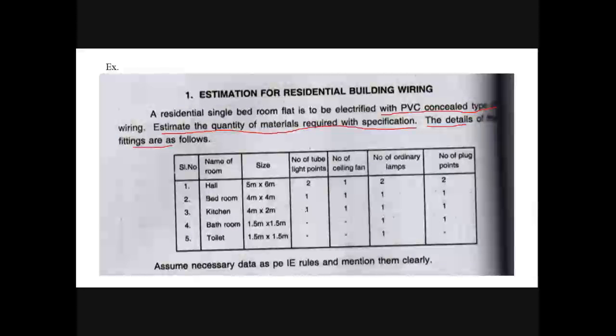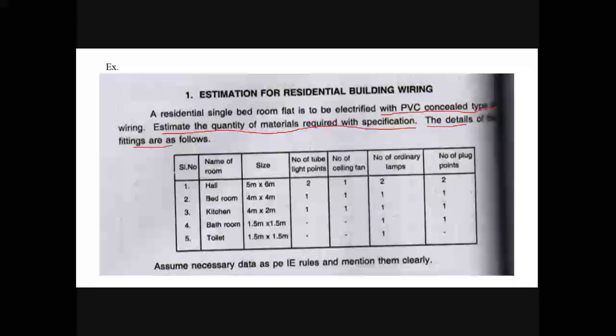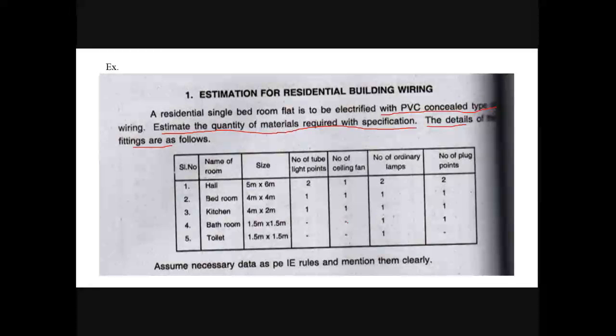For the kitchen, again, number of tube light is 1, number of ceiling fan is 1, number of ordinary lamp is 1, and number of plug is 1. For the bathroom, we don't need the tube light, we don't need the ceiling fan, we need the ordinary lamp, and we need the plug point. And for the toilet, we don't need the tube light, we don't need the ceiling fan, we need the ordinary lamp, and we don't need a plug point for the toilet.